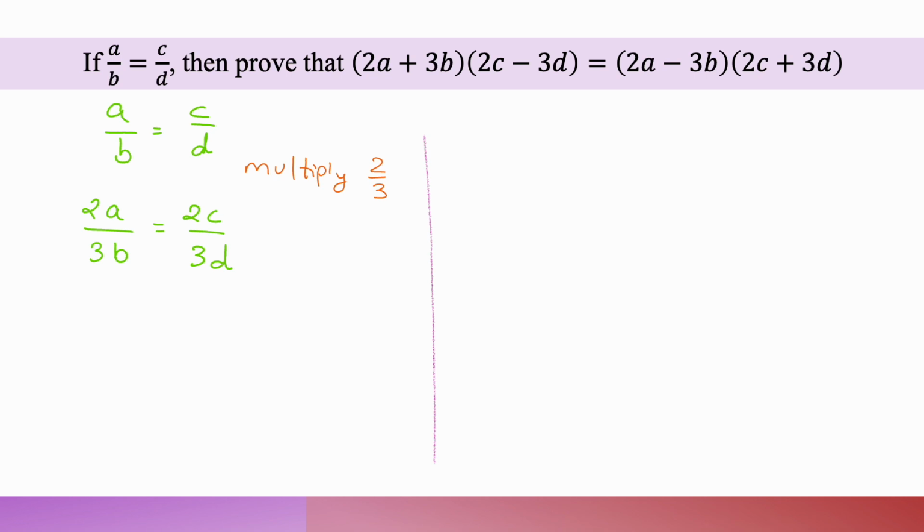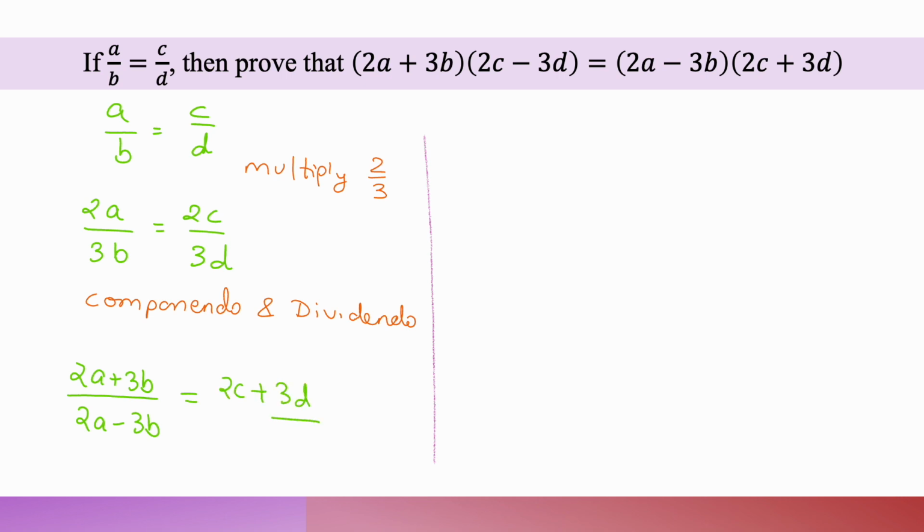Now we use the property of Componendo and Dividendo. Using Componendo and Dividendo together, what we get is (2a plus 3b) upon (2a minus 3b) equals (2c plus 3d) upon (2c minus 3d).